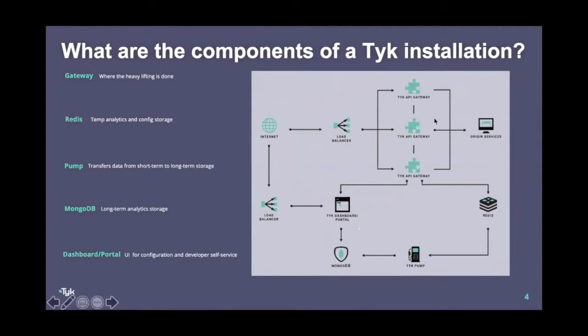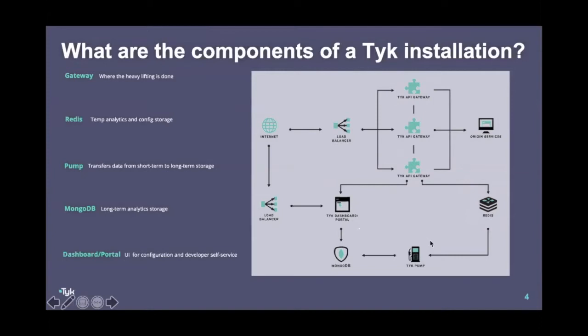Now, the first thing and the most important part of the Tyke installation is this portion here. This Tyke API gateway is where the heavy lifting is done. All of the features that I'm going to talk to you about are implemented there. All of the guts of the actual operation are within those gateways. The next concern is Redis. Redis is a component that we use in order to temporarily store configuration data and analytics data while the gateways are actually working. Very high speed, very lightweight, and that's why we use it.